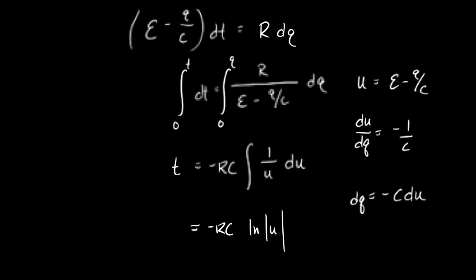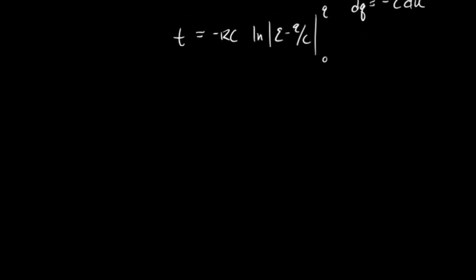I'll put my limits in after I put my sub back in. So I'm going to sub back in EMF minus Q over C, evaluated from 0 to Q. All right, so calculus has been done. What's left? Algebra, and a lot of it.